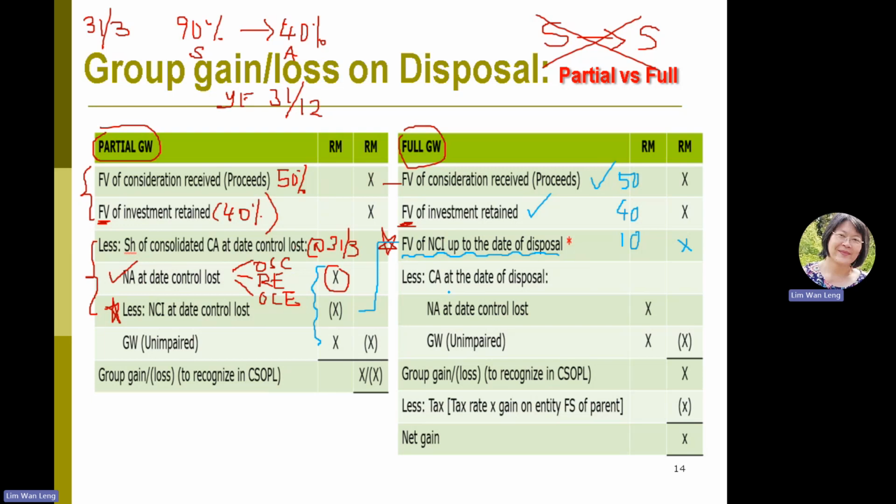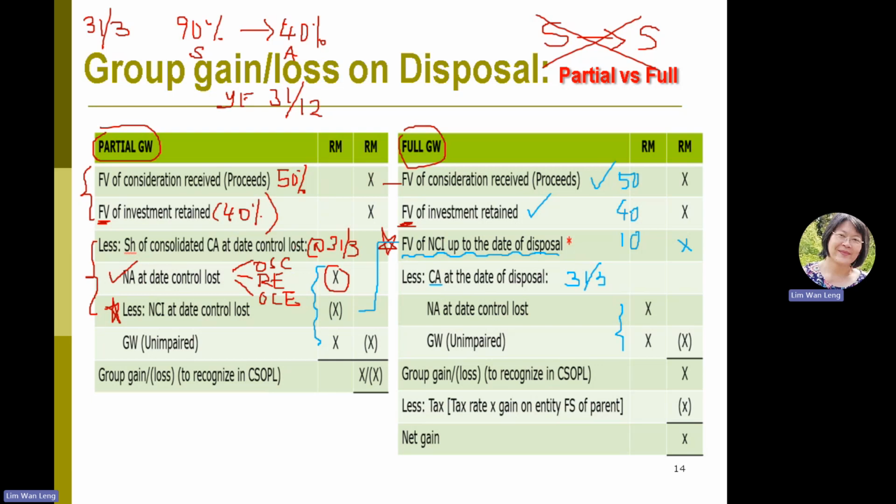So therefore, your carrying amount of the net worth in the subsidiary at the date control is lost, as at 31st March, you can take 100%. Here, just now you minus the 10%, right? So that means you're taking only 90%. So 90% compared with 90%, then it's okay, no? You get a gain or loss.